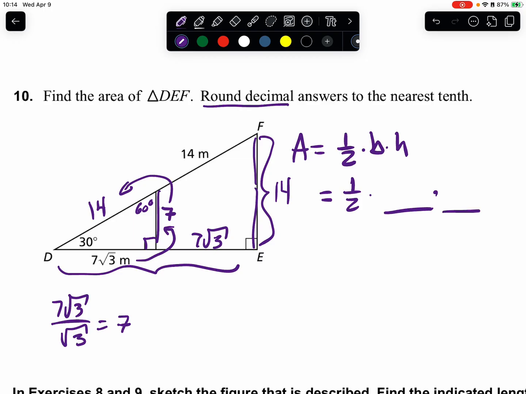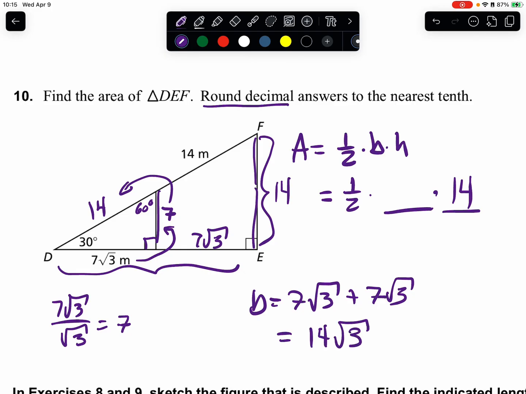All right, so my height we can see is 14. What is my base? What is my distance from here to here? All right, the base is equal to 7 root 3 plus 7 root 3. Be careful on these. What is 7 plus 7? 14. So we don't add the radical 3's. Treat it like a variable. So this is 7 of these things plus 7 of these things gives me 14 of these things. Final answer.